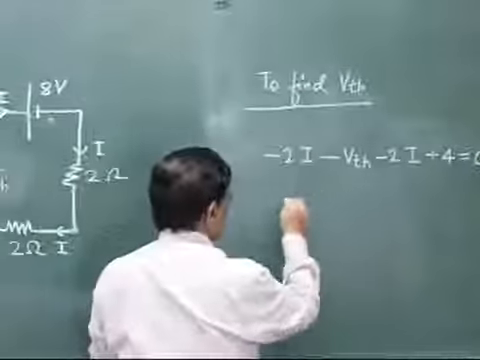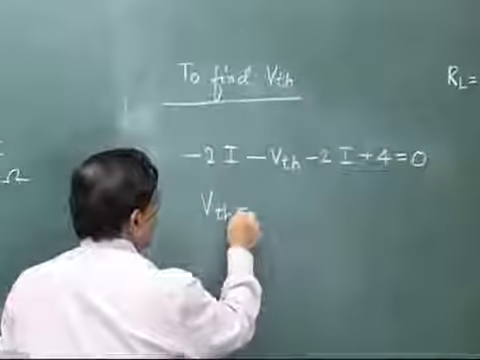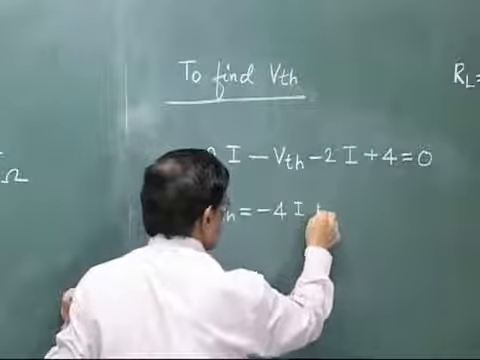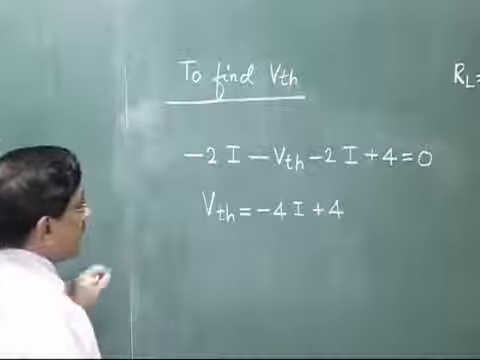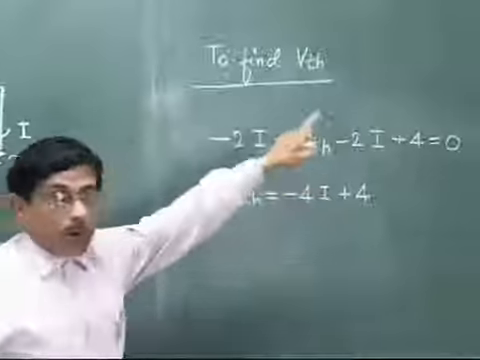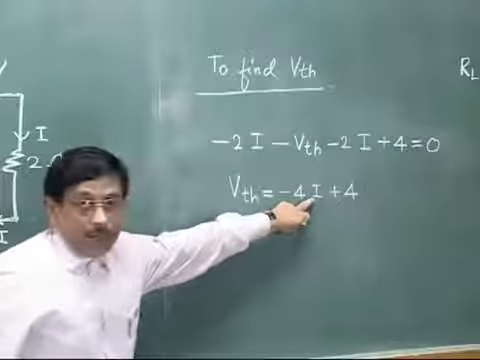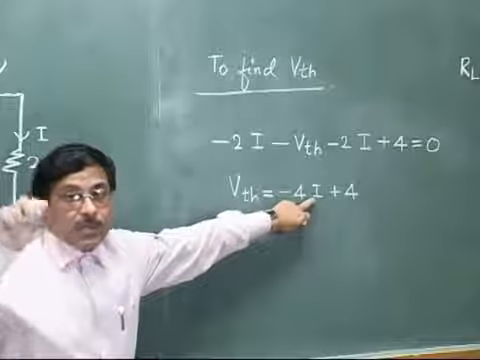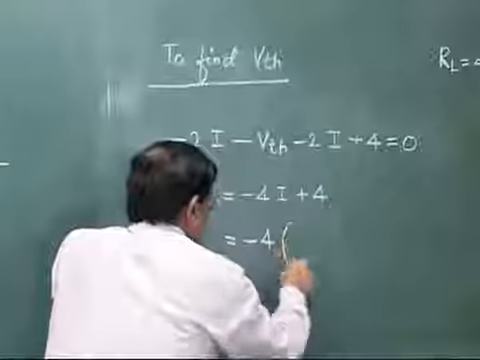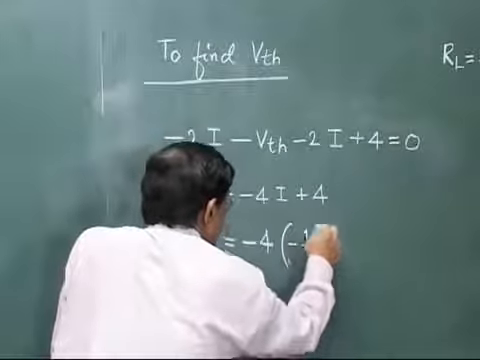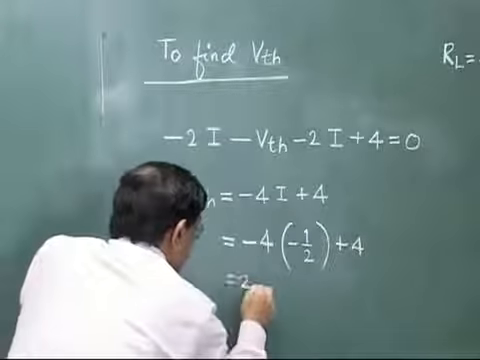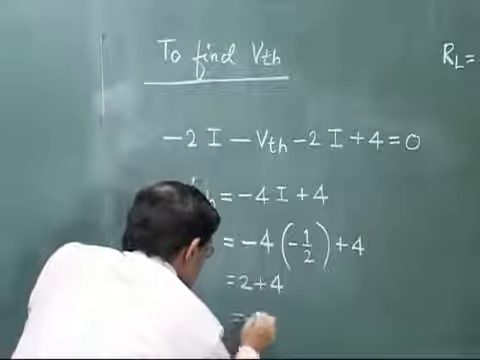Let us see what result it gives us. This gives VTH equal to minus 2 and minus 2, minus 4I plus 4. Now here you get the value of VTH, but I is unknown, but you have already calculated the value of I. The value of I came in the earlier step as minus 1/2. So I will put the value: minus 4 in bracket minus half, plus 4. So this will give you 2 plus 4. That means it is 6 volt.